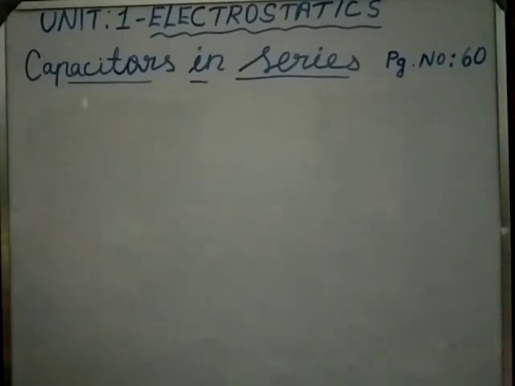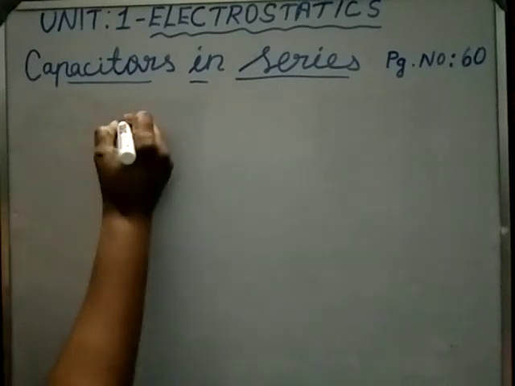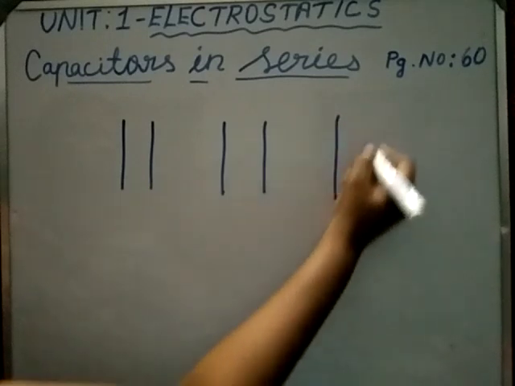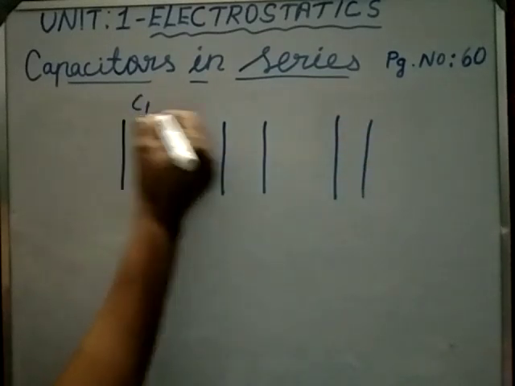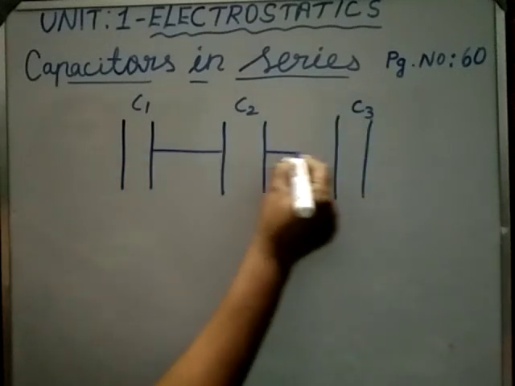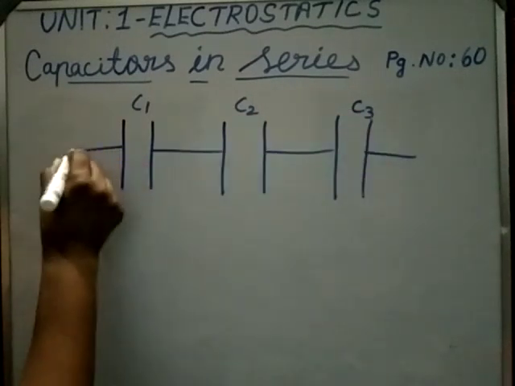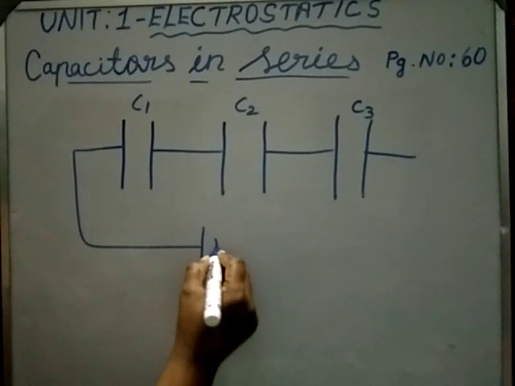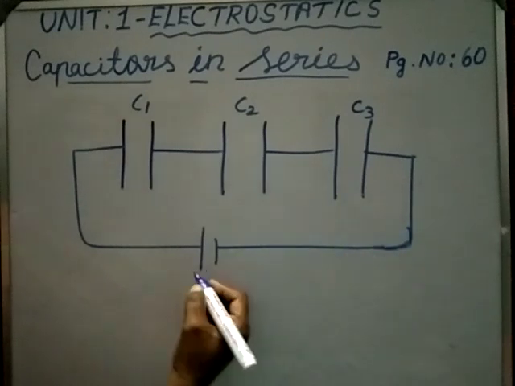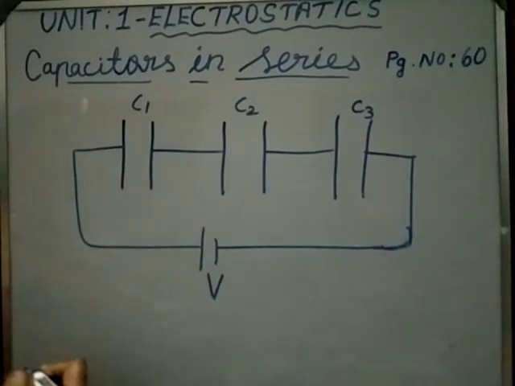Hi everyone, in this video we are going to learn about capacitors in series connection. First let's see the circuit diagram. Here we have three capacitors, named C1, C2, C3. They are connected in series with a battery having potential difference V.